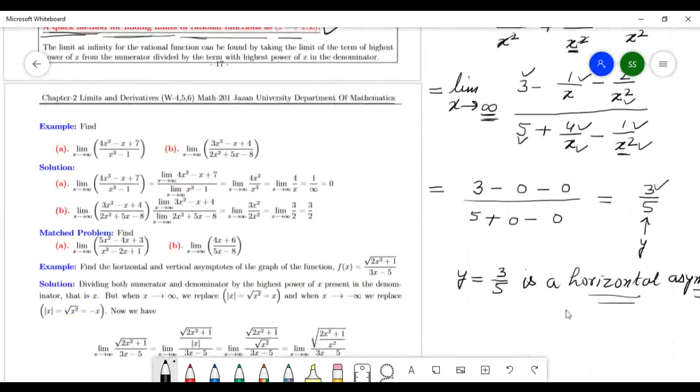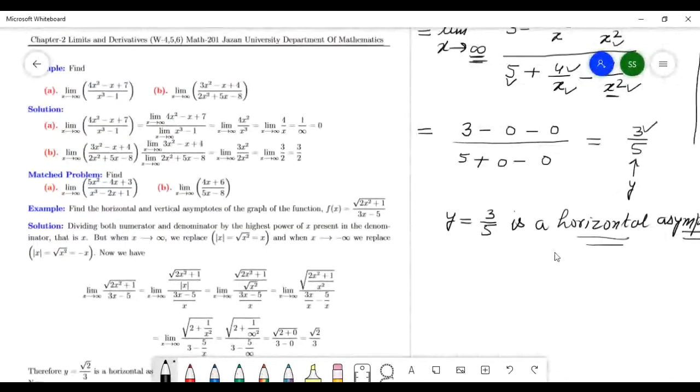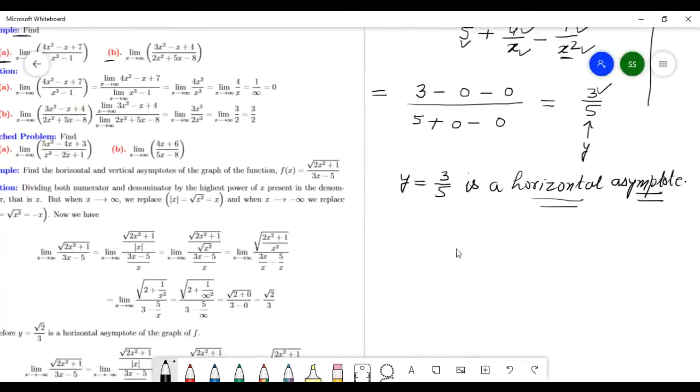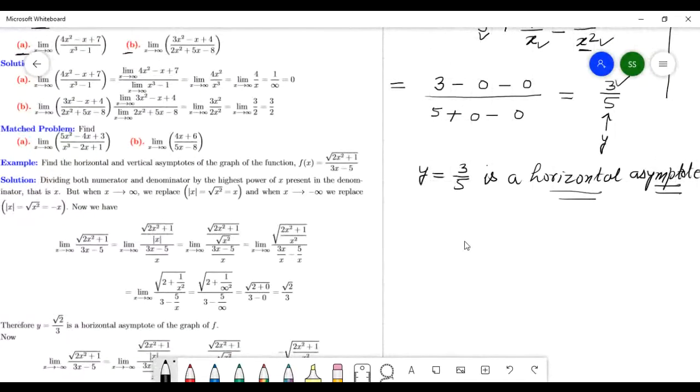Let me explain here. The quick method is this. See this question, this example. Find this one, A, and this, B. Okay, let me write here. Question number A is this example.